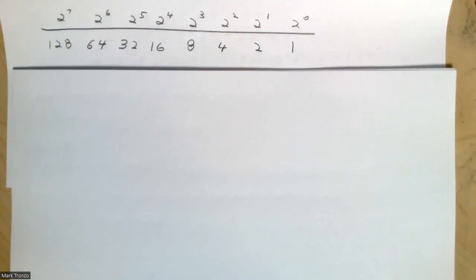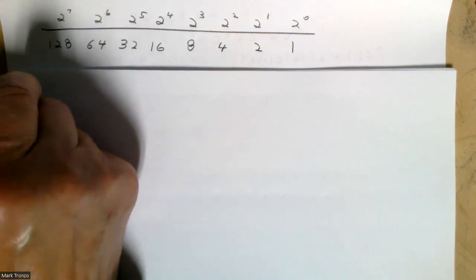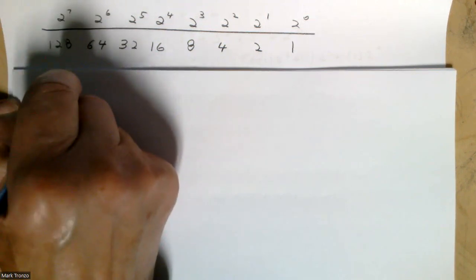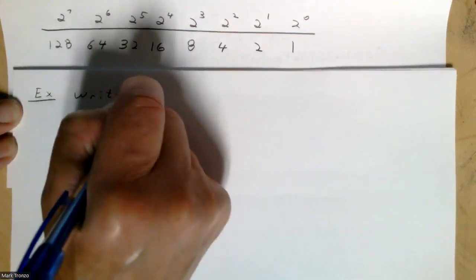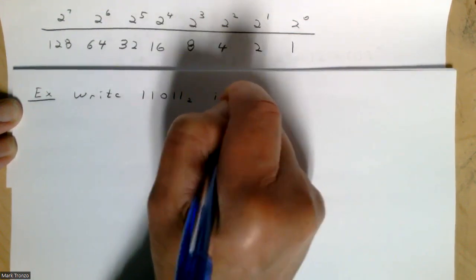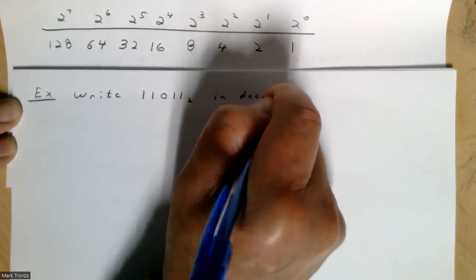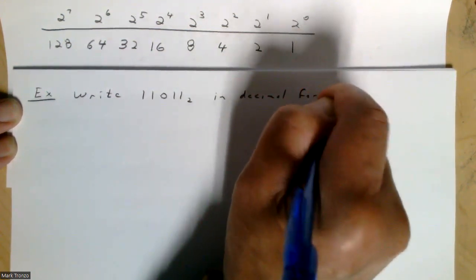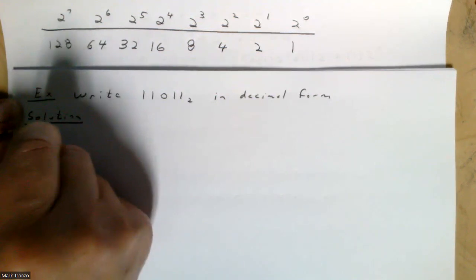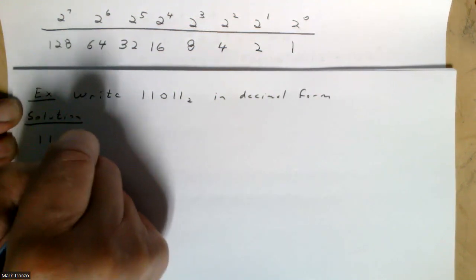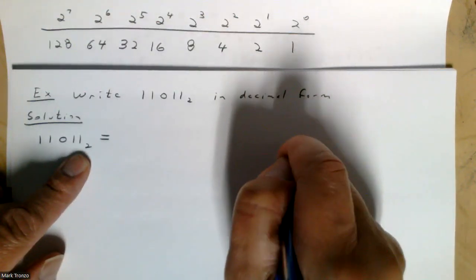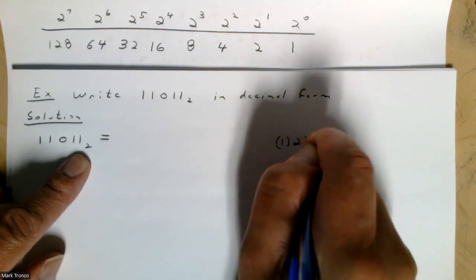And again, let's do just one more. And so write 11011 base 2 in decimal form. One one oh one one two. Again, start over here in the far right. We know that that's 2 to the 0 power.